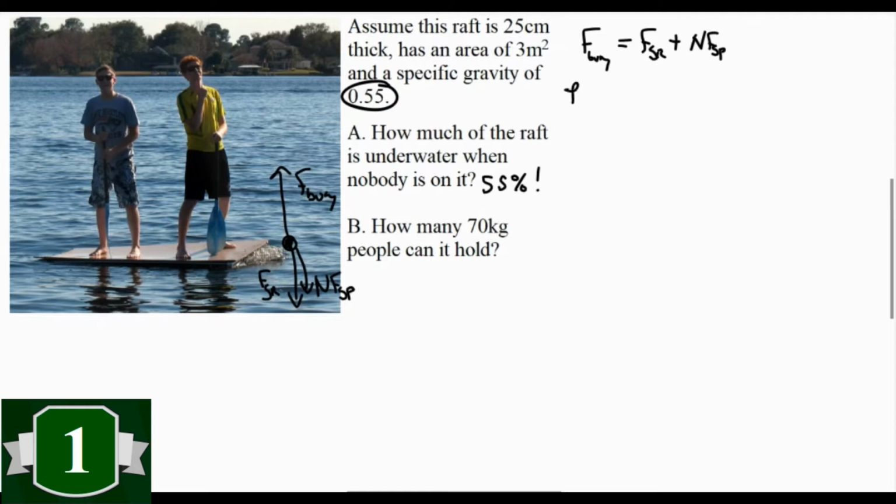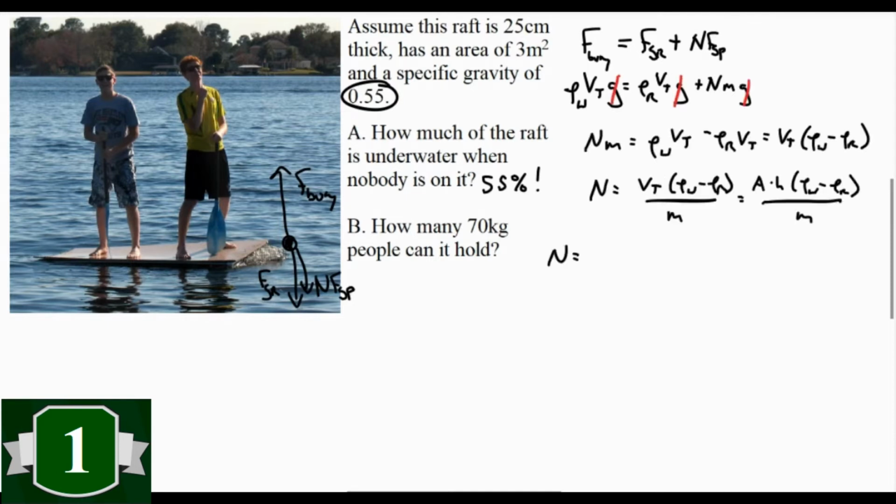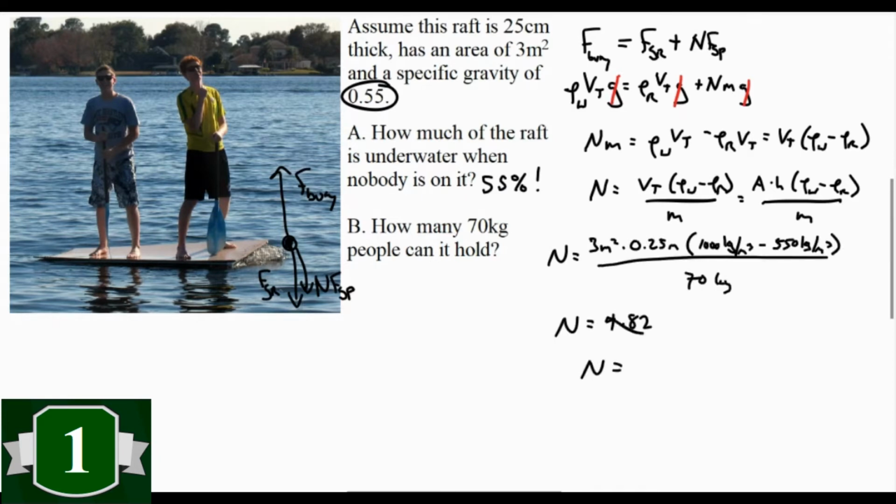Let's plug in. We have the density of the water times the displaced volume times g. In this case, that displaced volume is the total volume because the raft is barely floating. That equals rho Vg again plus n times mg. Here, cancel the g's and solve for n. Plug in our numbers and we get 4.82, which rounds to 4 and definitely not 5, because if you tried to put 5 people on this raft, it would sink.